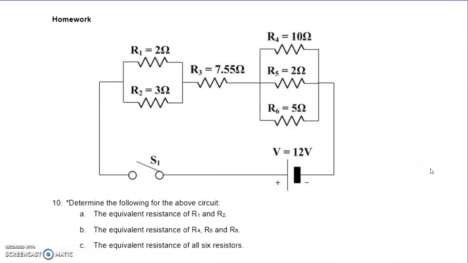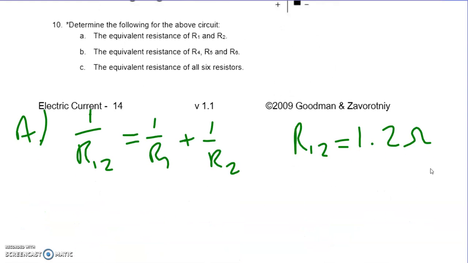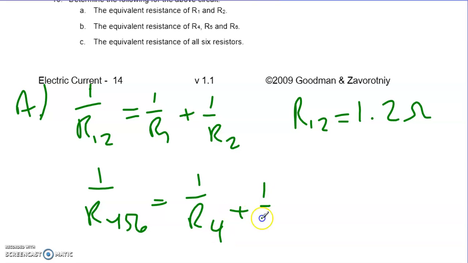Find the equivalent resistance of 4, 5, and 6. So that's 10, 2, and 5. Okay, so 1 over R456 is 1 over R4 plus 1 over R5 plus 1 over R6.